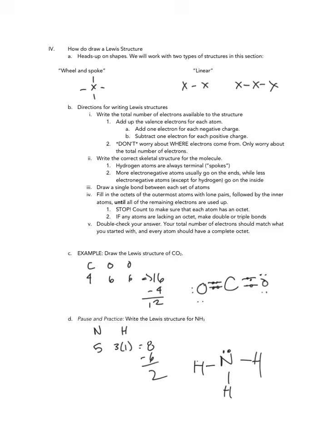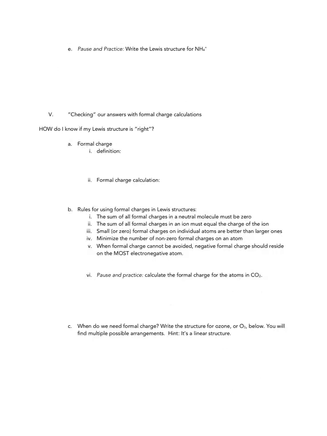Okay, so let's step back. We've got 2, 4, 6, 8 electrons. Check. Each hydrogen has 2 electrons, and our nitrogen has 2, 4, 6, 8 electrons. Check. Finally, each element looks like it should. Hydrogen makes 1 bond, and then nitrogen makes 3 bonds and has 1 lone pair. So we're going to do 1 more on the next page.